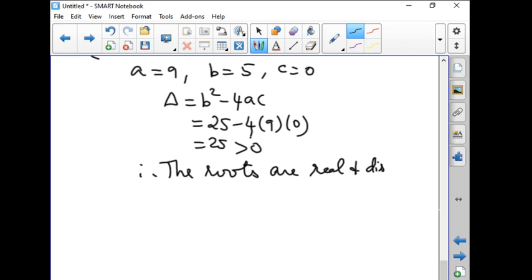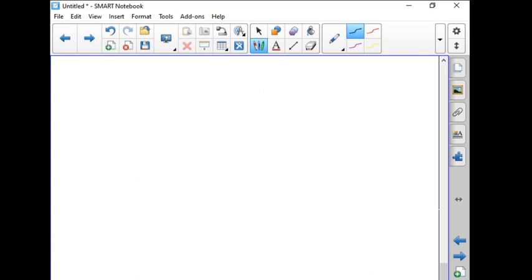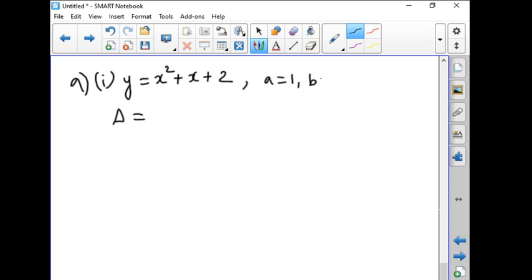Okay students, now let us go to the next problem to find out at how many points the parabola intersects the x-axis. Okay, so let us go to problem number 9, subdivision 1. Y is equal to x square plus x plus 2. Okay, let us find out the discriminant value. Here A is equal to 1, B is equal to 1, C is equal to 2.